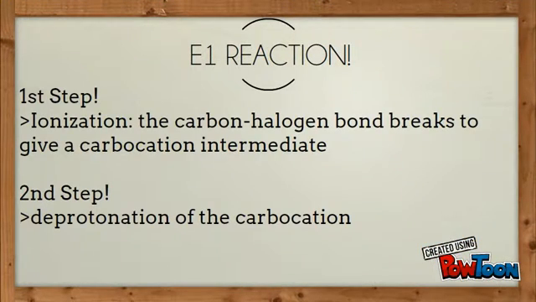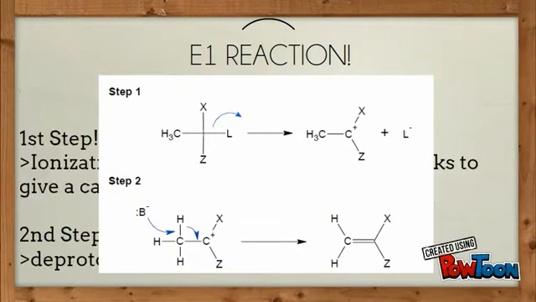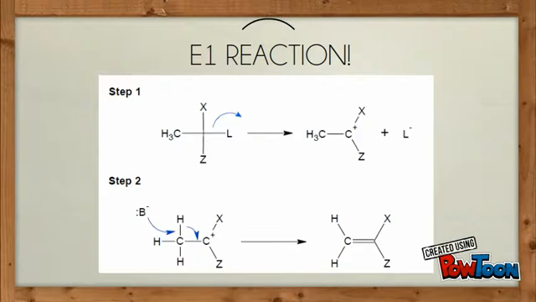E1 reaction consists of 2 steps. The first step is ionization, where the carbon-halogen bond breaks to give a carbocation intermediate, and the second step is deprotonation of the carbocation. So this is the step that I've mentioned just now.